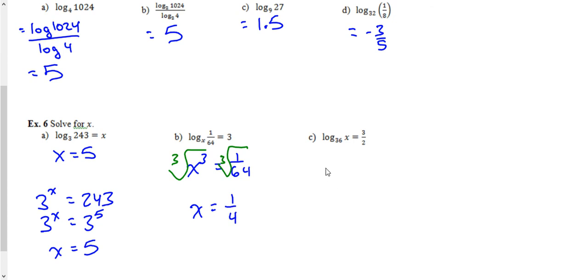Over here, just to rewrite it, we're going to go 36 to the exponent of 3/2, and that's going to equal x. So simply solving that, the square root of 36 is 6, and then cubing that is 216, so x equals 216. And there we have it.